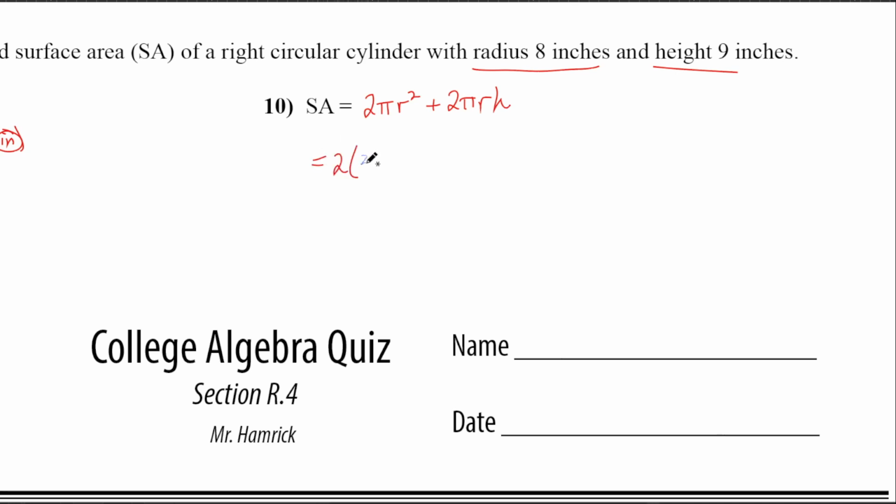So it's 2 times 3.14 times the radius. Again, we're using the same numbers that we did for 9. It's 8 inches, and that thing is squared, plus 2 times pi, 3.14, times the radius, which is 8 again. It's 8 inches, times the height, which is 9 inches. And let's see what we get. You can punch all those numbers in your calculator. Make sure you put an 8 squared in here, which is 64, okay? Make sure that you do that.